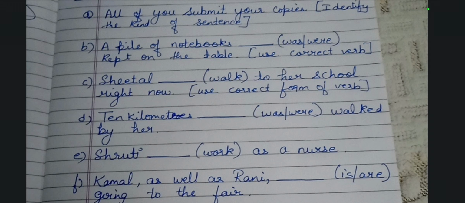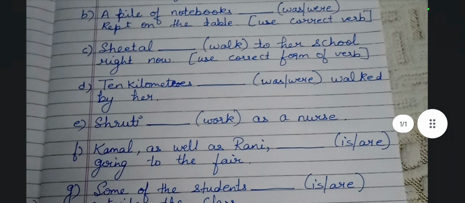Okay, next. 10 kilometers dash walked by her. 10 kilometers talks about distance, right? So when you're talking about distance, you're talking about time, period of time, you're talking about money, you use singular verb. So 10 kilometers was walked by her.